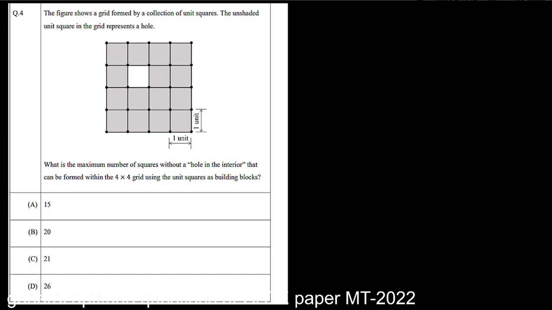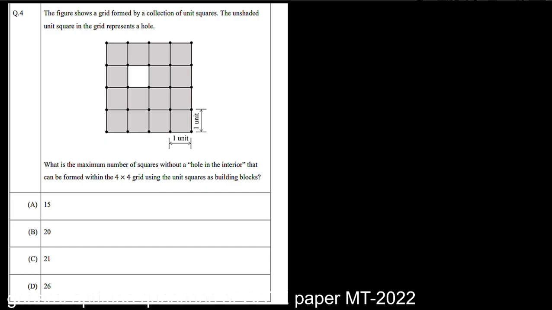Okay, now let's solve question number 4. So question 4 says the figure shows a grid formed by the collection of unit square. So now here we have been given one figure, and these lines are nothing but simply the grid, and these little squares are the unit square. Now it has dimension of 1 unit by 1 unit.